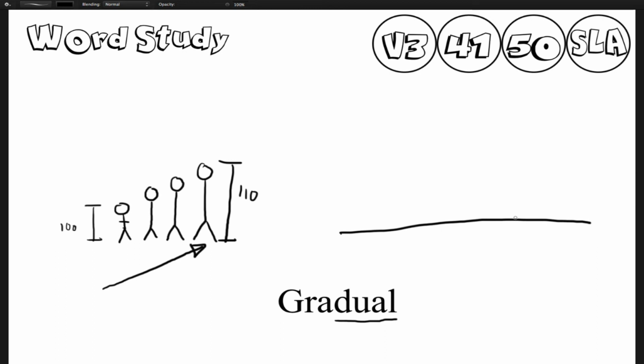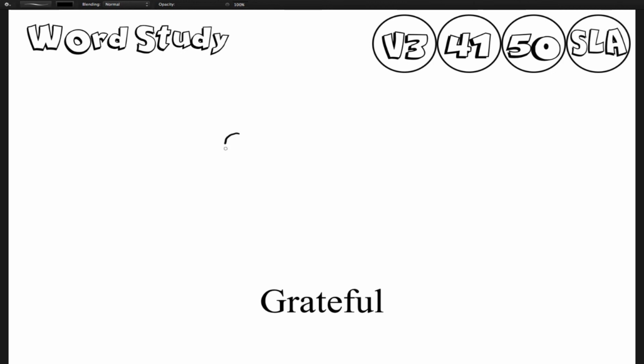Let's look at the sun. The sun is setting, but the sun does not set quickly. The sun sets gradually, moving very slowly in degrees before it sets. Gradual means moving or changing slowly or in degrees. Gradual.